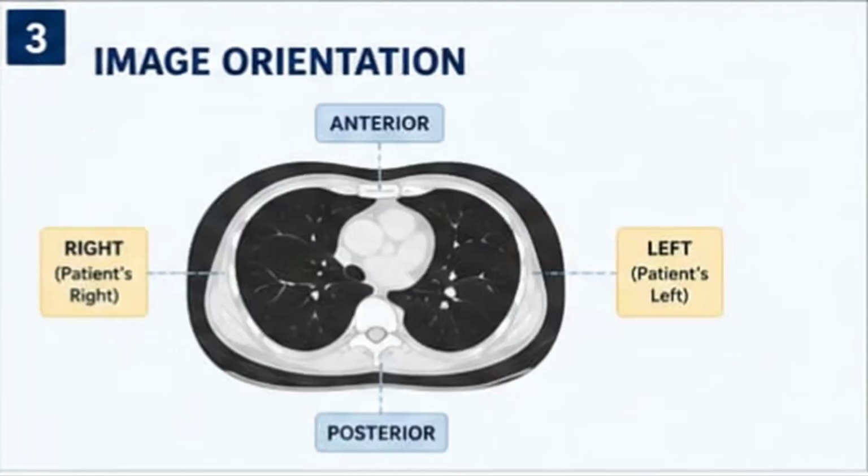Understanding image orientation is essential. The top of the image represents the front of the patient, while the bottom represents the back. Remember that the left side of the image corresponds to the patient's right side and the right side corresponds to the patient's left.